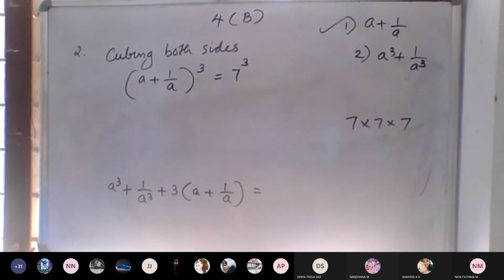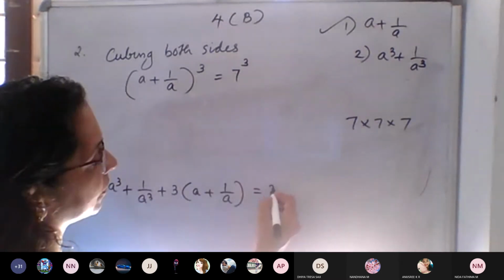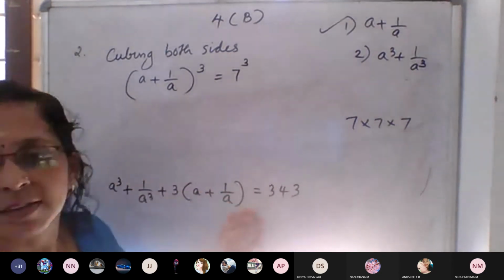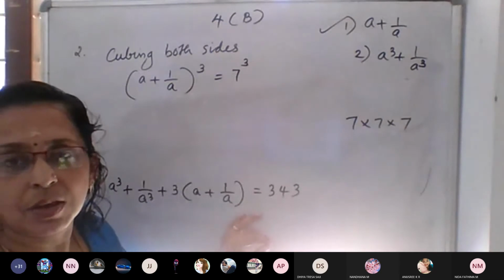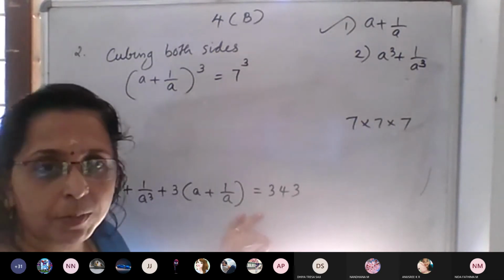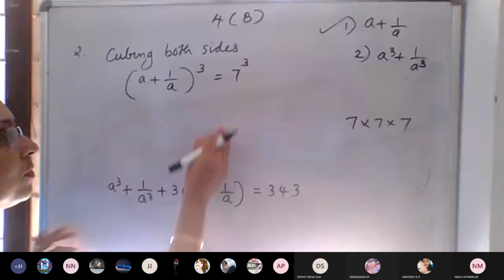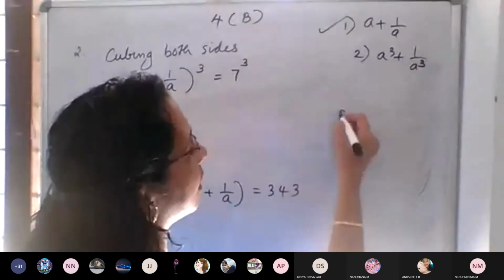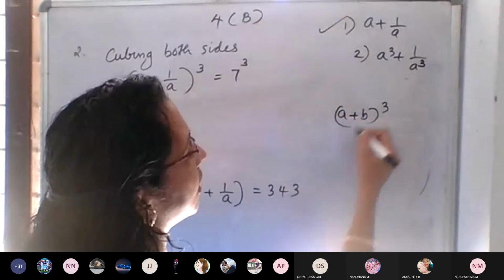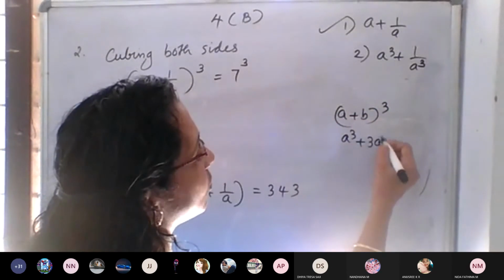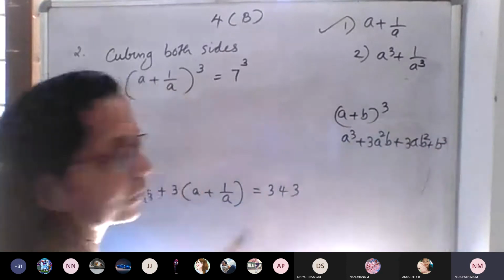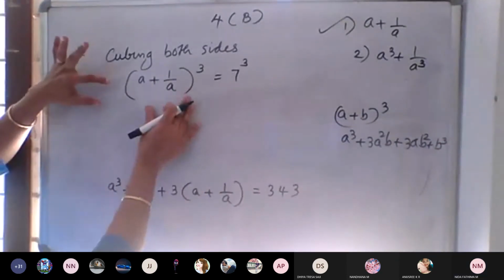49 into 7 gives 343. So directly you will get this step. If you can't study that formula, do 2 or 3 steps using (a plus b) whole cube. So what is (a plus b) whole cube? a cube plus 3a square b plus 3ab square plus b cube. So the same concept applies here.